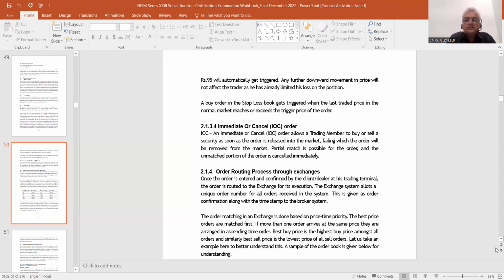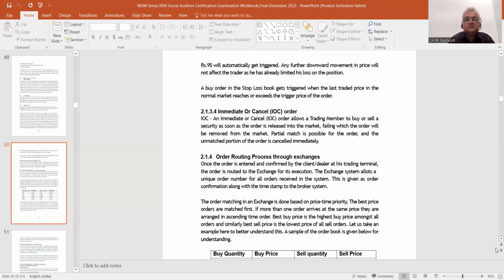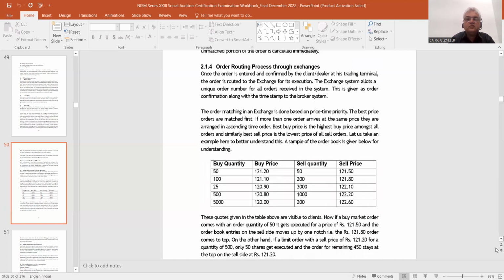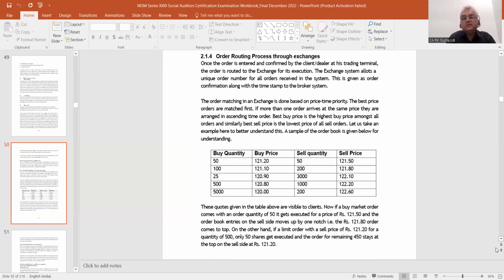So let us take an example here to better understand this. A sample of the order book is given below for understanding. So this is the sample order book. Suppose these are the quantities at which someone wants to buy. So buy quantity of 50, if you buy 50 at this price.